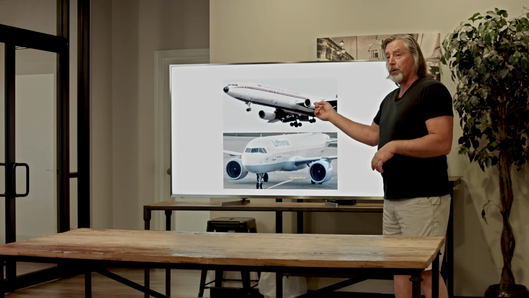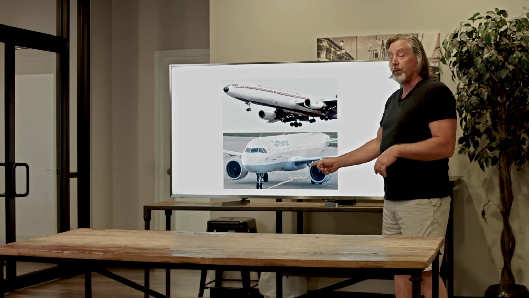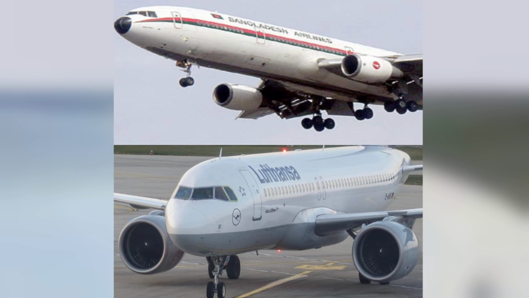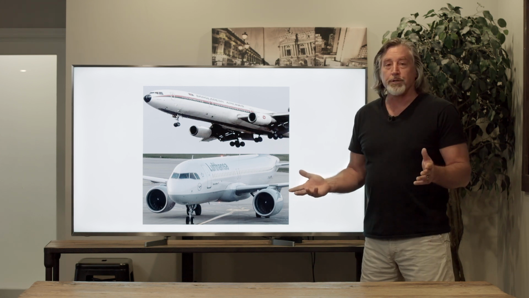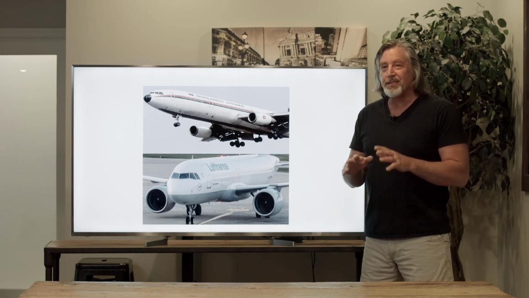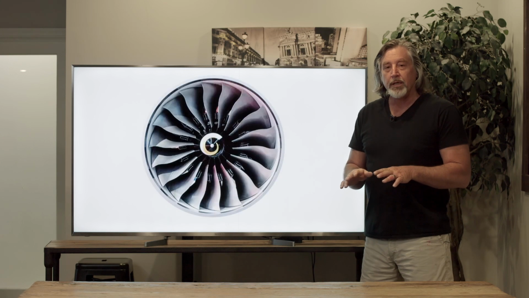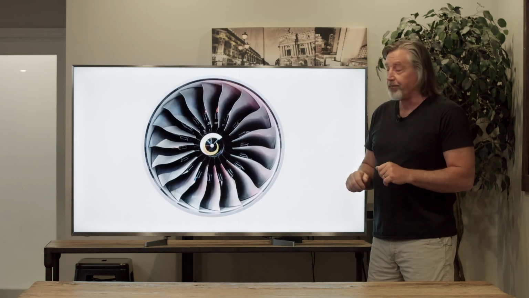Here we have a picture of an older airplane. Here we have a picture of a newer one. Notice anything different about the engines? The newer ones are bigger. They're bigger and they're more efficient, which is fantastic. But because of some particular work I've done, I have some concerns about them.